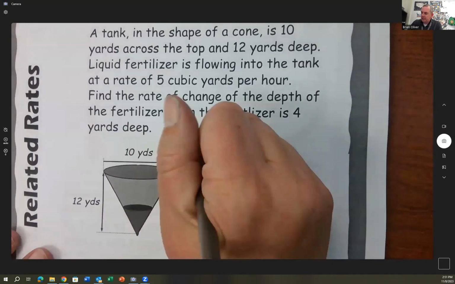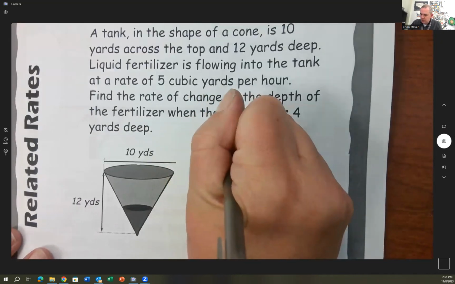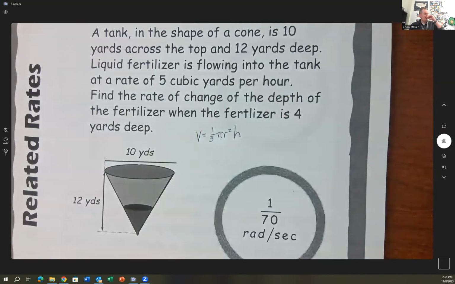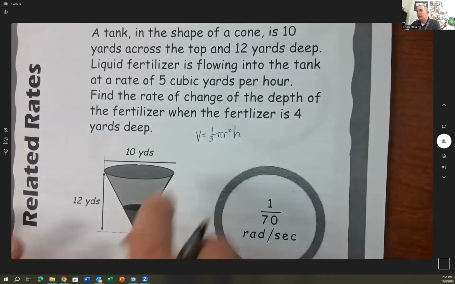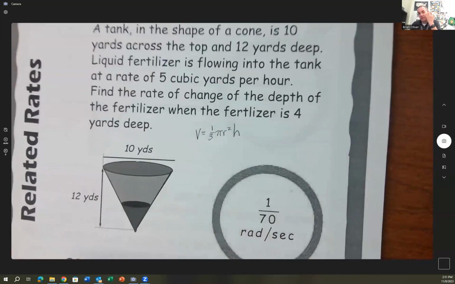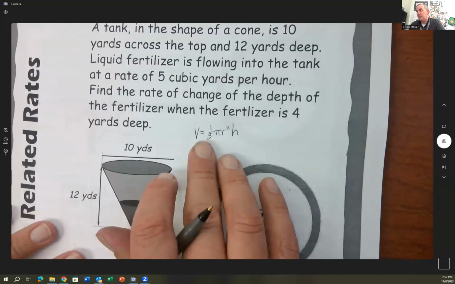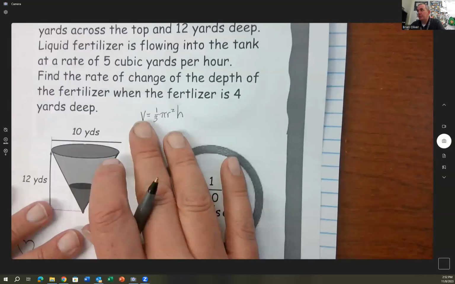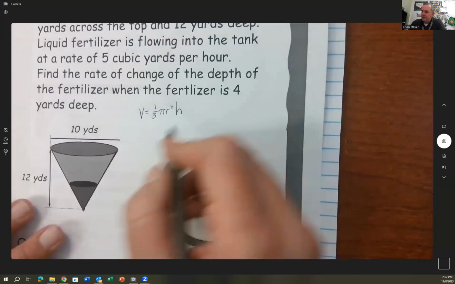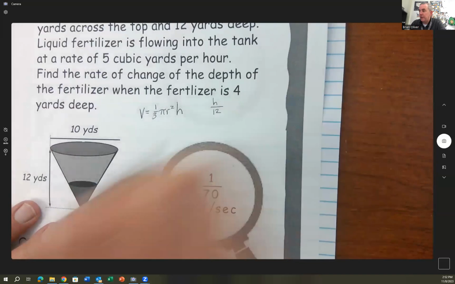Okay, so first thing you need to know, and they will give this to you, volume equals 1/3 pi r squared times the height. Okay, so here is the deal. We don't want to deal with this as like 3 different variables. We want to make this a little bit simpler. So what we're going to do is rewrite our variables. What I want you to notice is this. I have a fixed height of the cone, which is 12 yards.